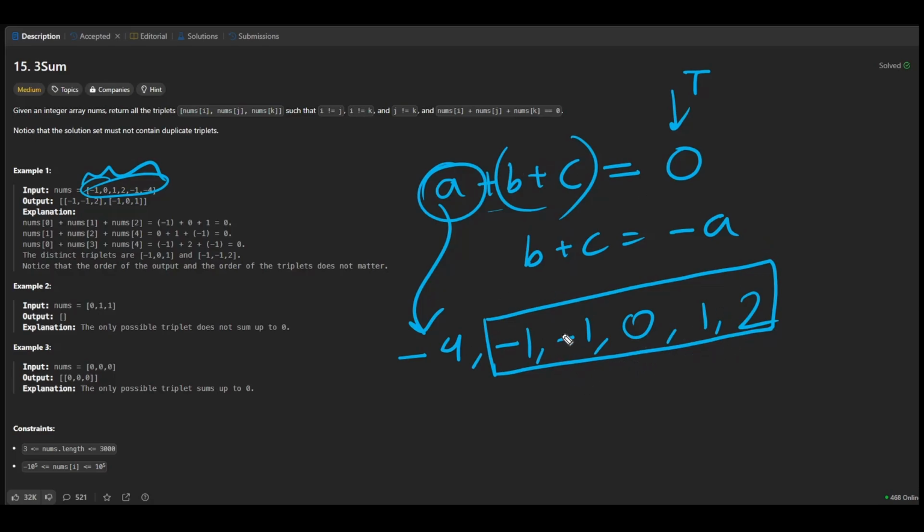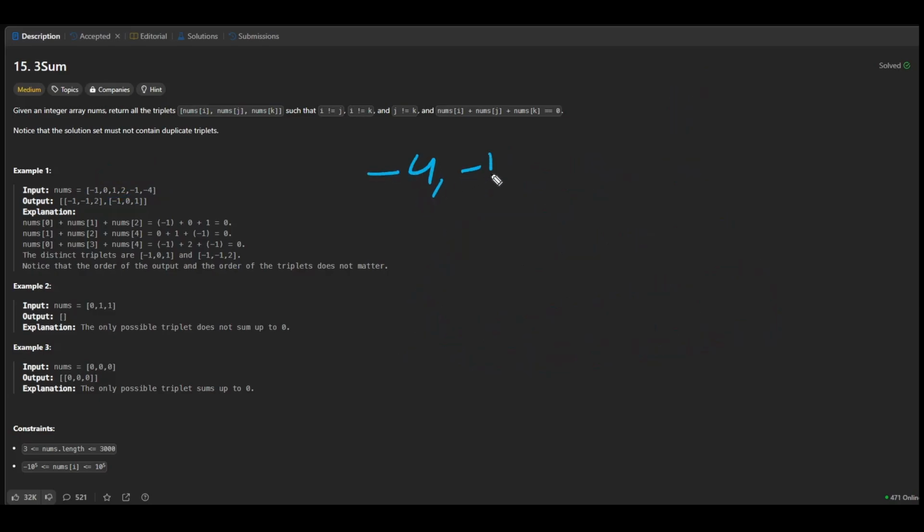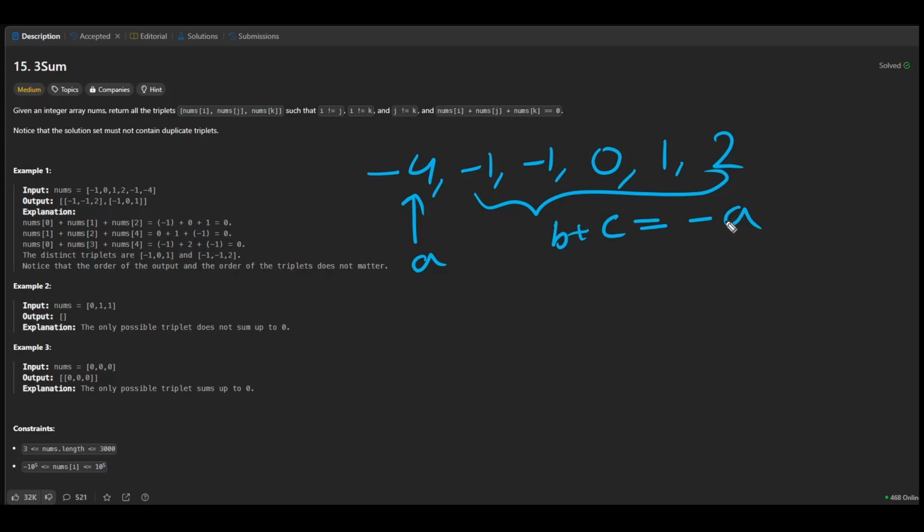So let's take a complete look at this solution. I have minus 4, minus 1, minus 1, 0, 1, and 2. This value would be A. And over here, I have B plus C. I'm trying to find this out, and this would be equals to minus A. So in this example, B plus C should be equals to 4. Let's keep a left pointer to this, a right pointer to this. This is left, this is right.